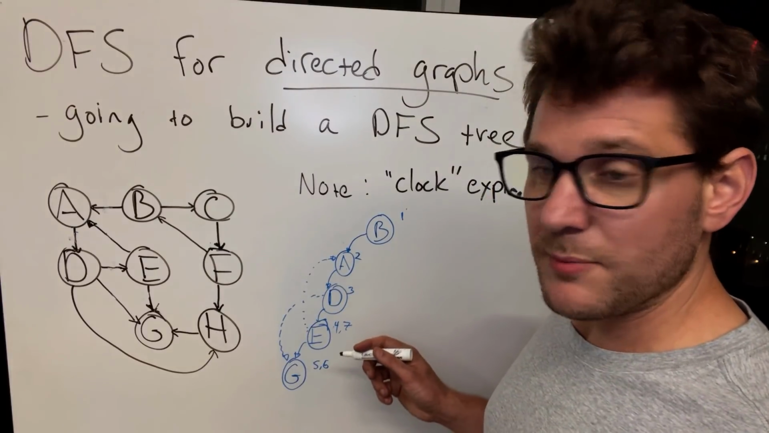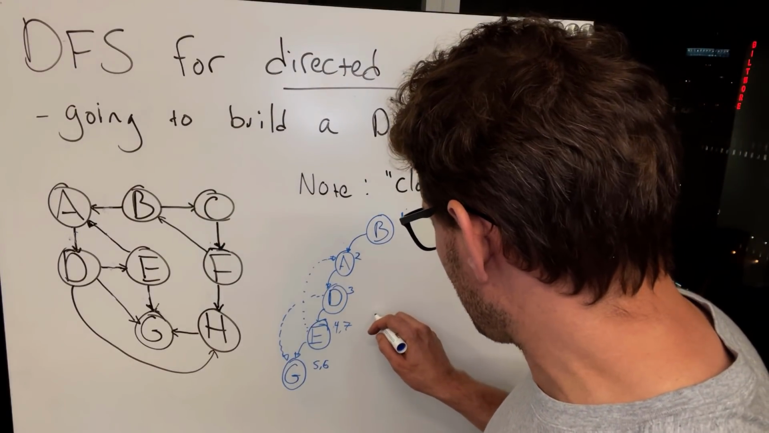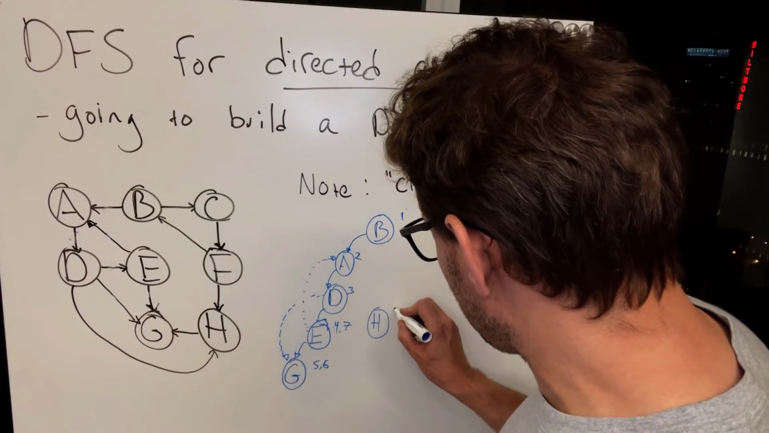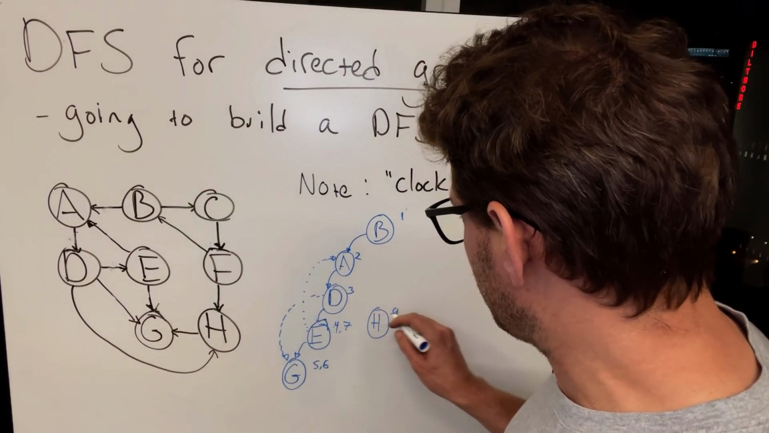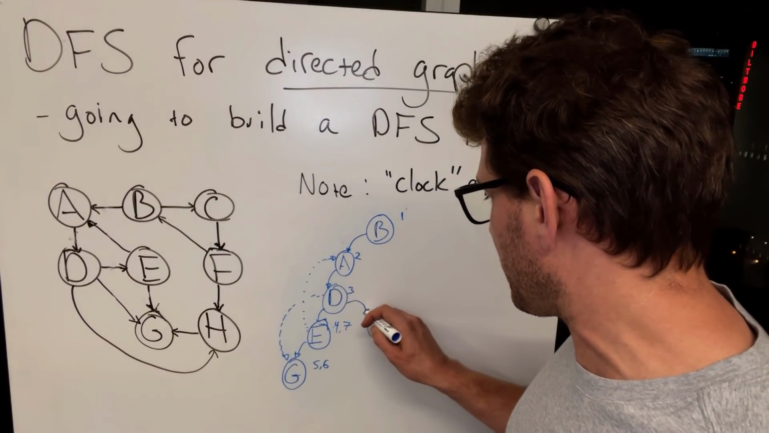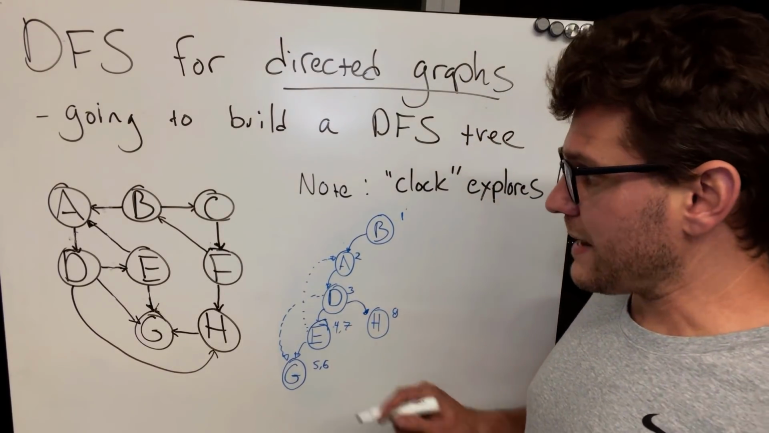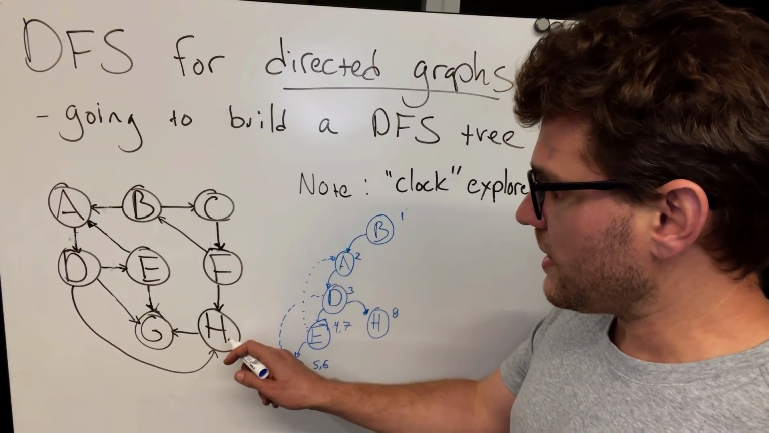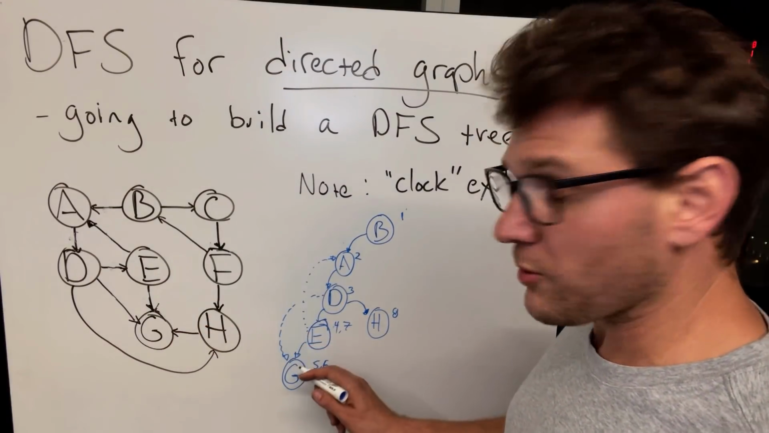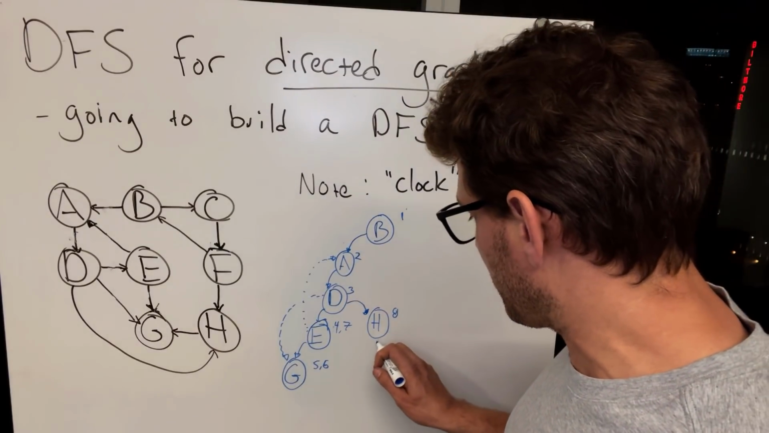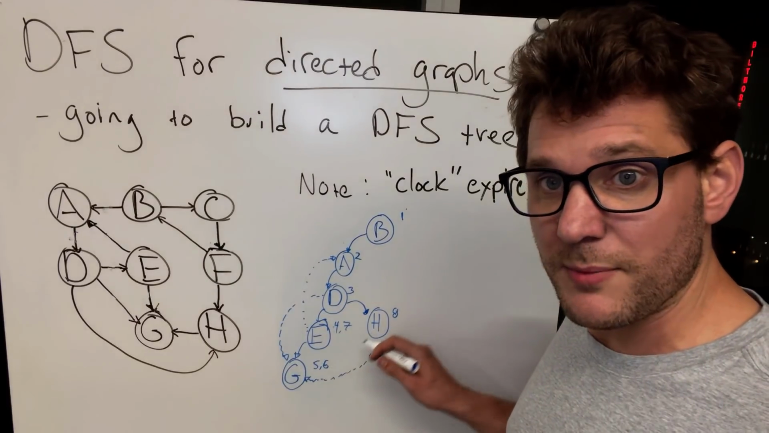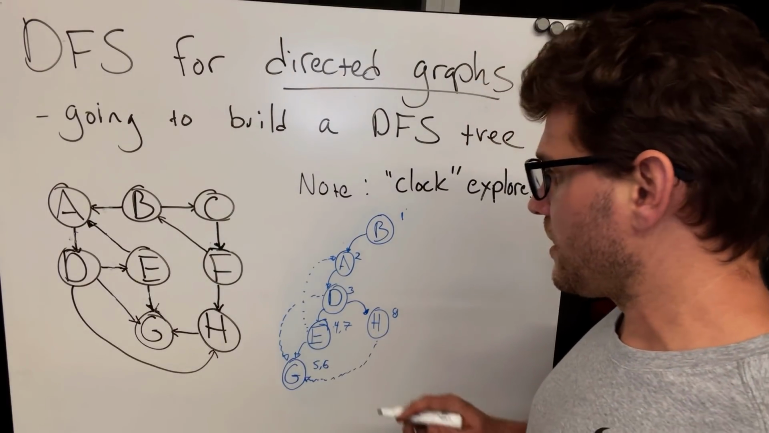Finally, D has neighbor H. So I draw an H here. H is going to get an 8 because I started exploring it at time 8, in step 8 of this algorithm. I record that edge. Now I look at H's neighbors. H has only one neighbor, and that's G. So G has already been explored, so I simply record a dotted line edge that's not going to be included in my tree, but I'm going to store it anyway.